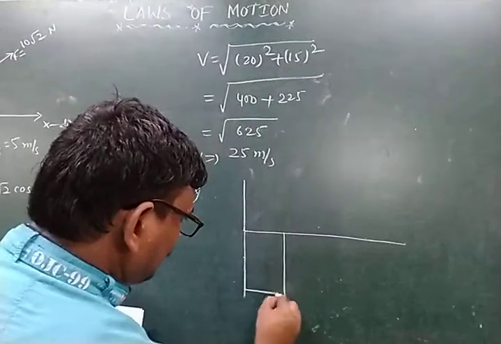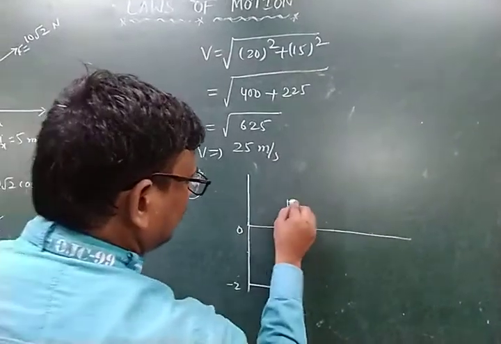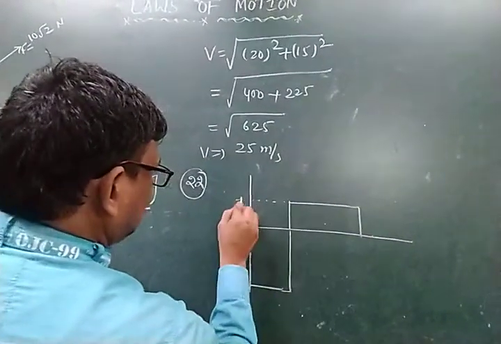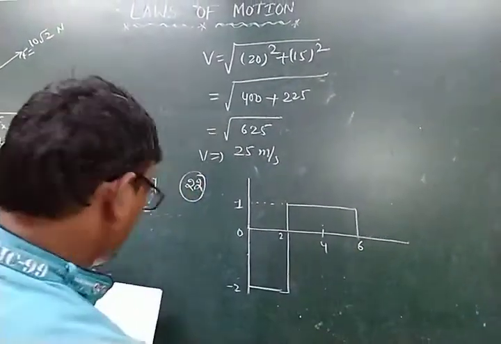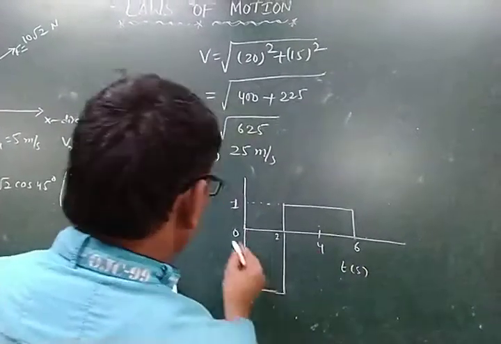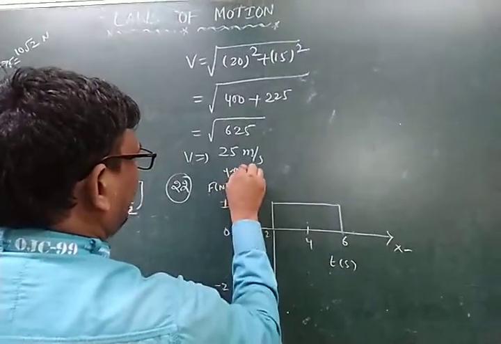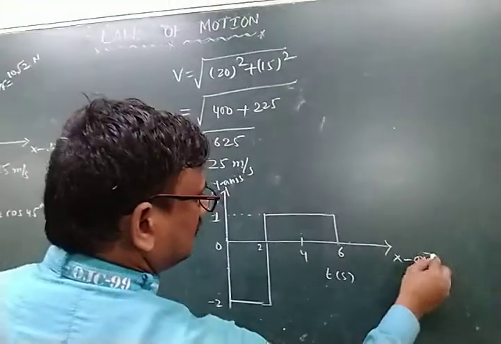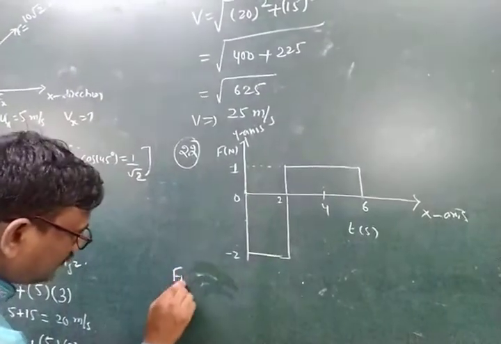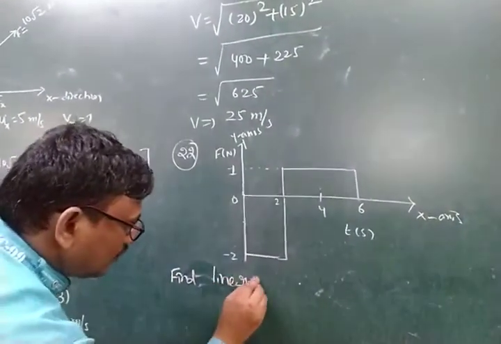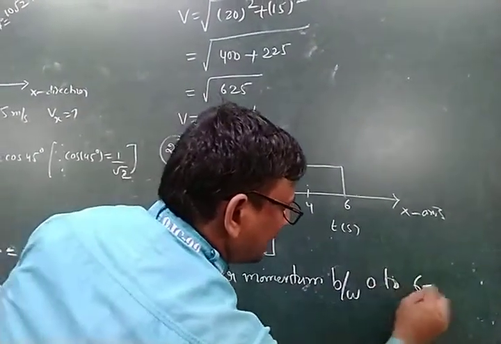Now this is minus 2 at the origin and up it is moving to plus 1. The time marks are 2 seconds, 4 seconds, 6 seconds. The time is on the x-axis and the force in Newtons is on the y-axis. Okay, we can find the linear momentum between 0 to 6 seconds.